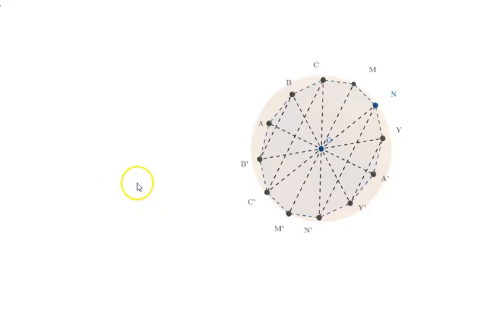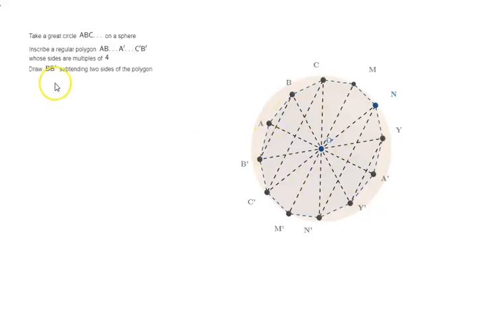So let's take it step by step. Take a great circle ABC on a sphere. Inscribe a regular polygon A, B, A prime, C prime, B prime, whose sides are multiples of 4. Draw B, B prime, subtending two sides of the polygon. Join the angular points of the polygon C, C prime, M, M prime, and so on, each of them parallel to B, B prime. Revolve the polygon above the diameter A, A prime, forming a polygonal figure.